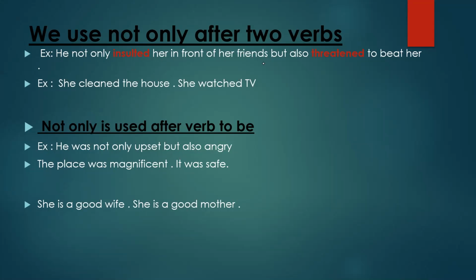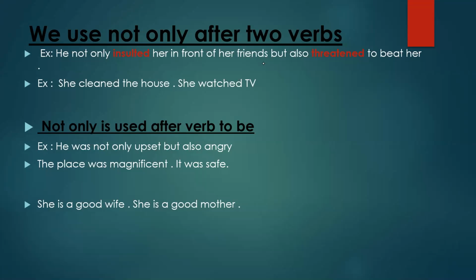Maya, will you answer the sentence? She cleaned the house, she watched the TV. Maya can't hear you well. Will you please raise your voice? She not only clean the house, but also watch TV. So Maya said she not only cleaned the house, but also watched TV.